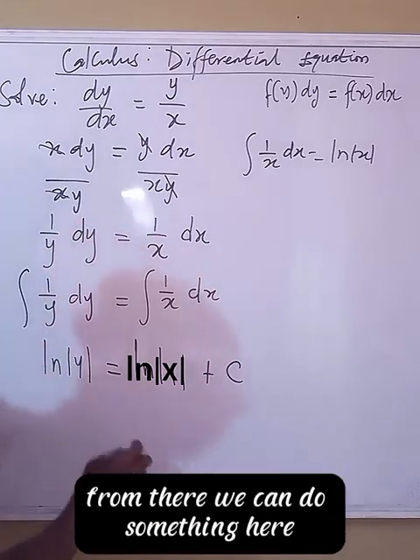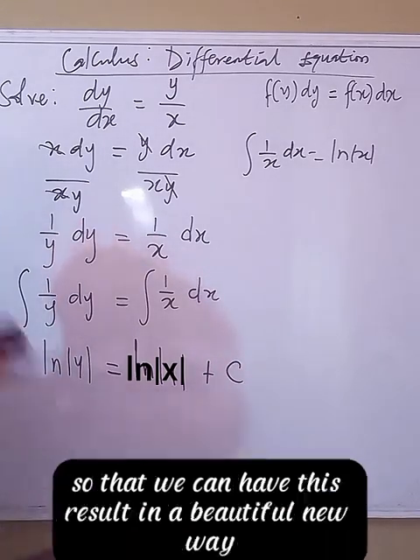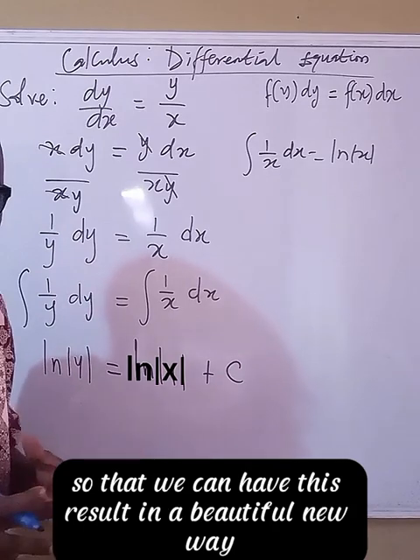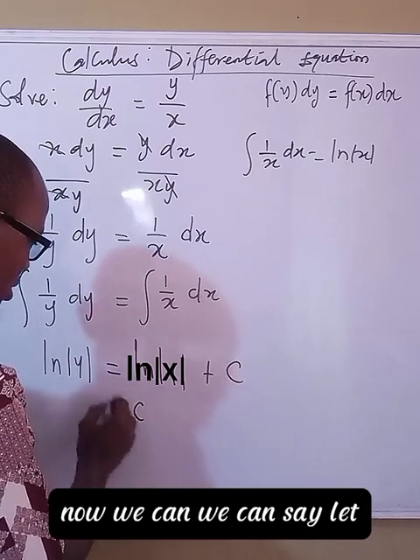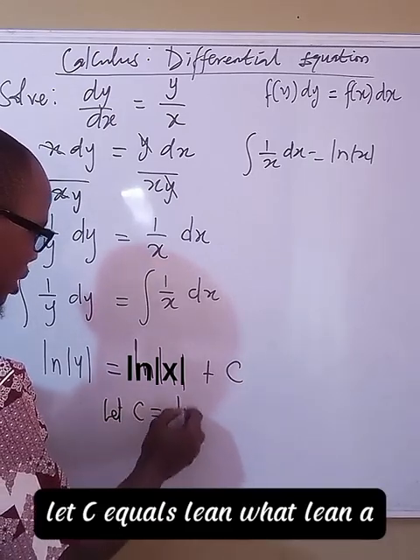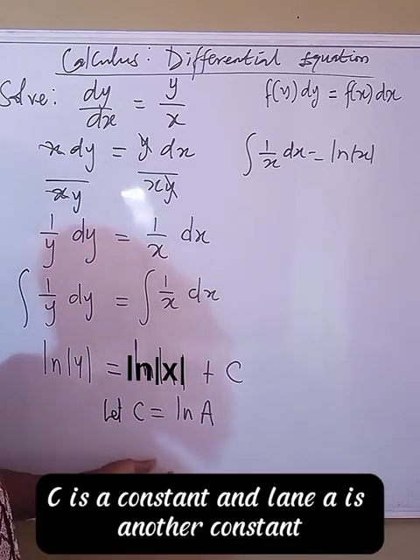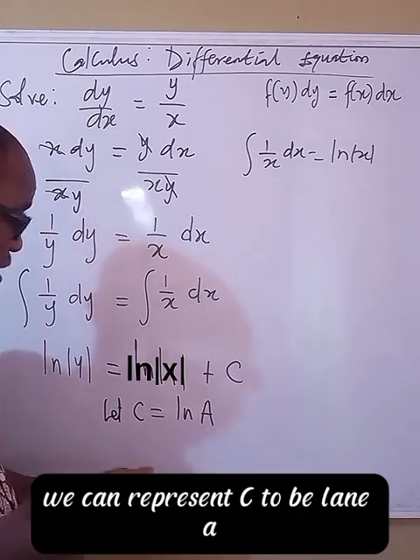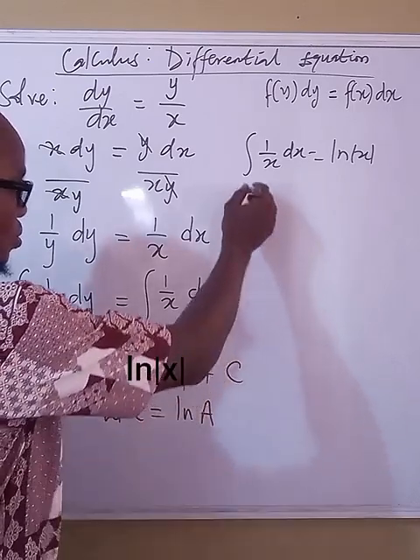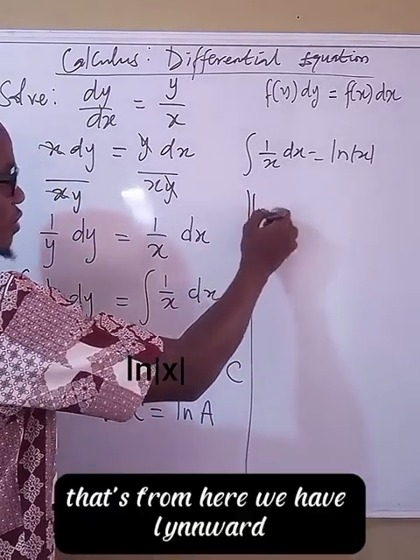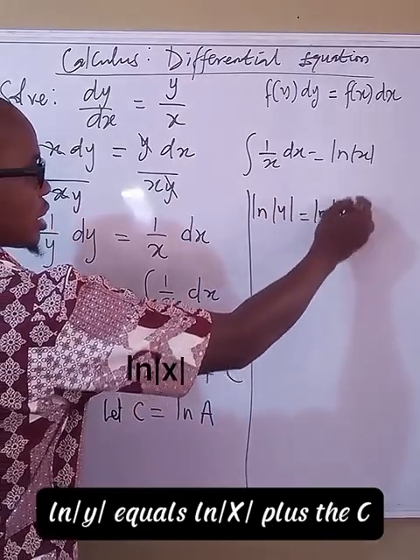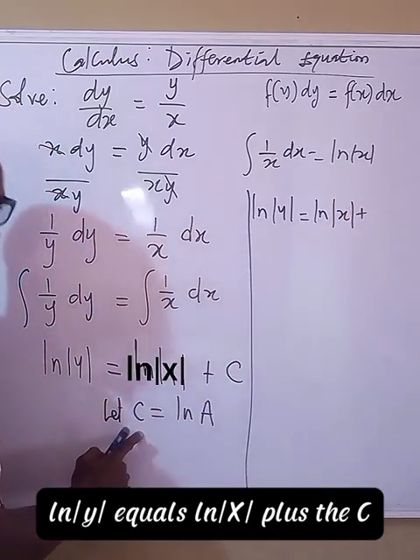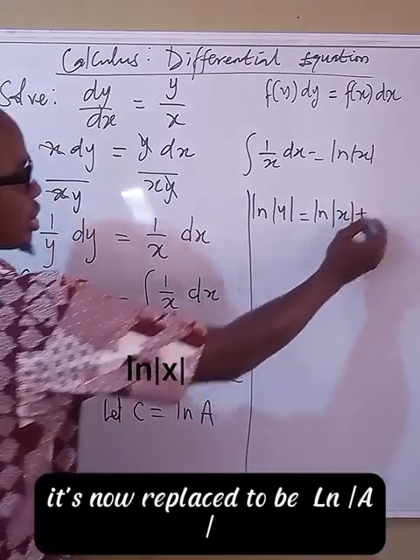All right, from there we can do something so that we can have this result in a beautiful way. We can say let c equal ln a. c is a constant and ln a is another constant. We can represent c to be ln a. So from here we have ln y equals ln x plus the c, now replaced to be ln a.